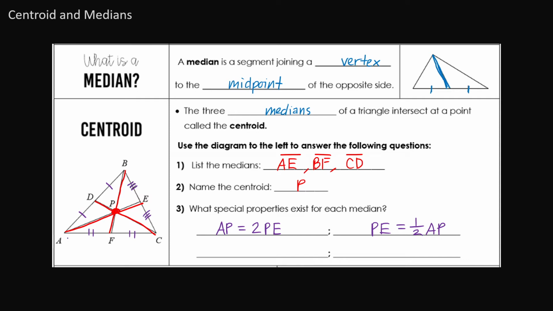Next, comparing the longest and shortest median portions to the entire median, AP, the larger portion, is equal to 2/3 of the whole. So AP is equal to 2/3 AE. On the flip side, we know that PE, the smaller portion, is actually 1/3 of the whole. PE is 1/3 of AE. So we're going to use these ratios, these equations, to help us solve some problems here with centroids and medians.